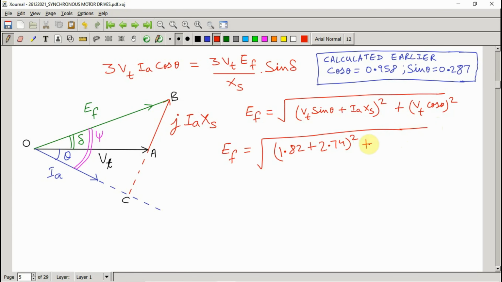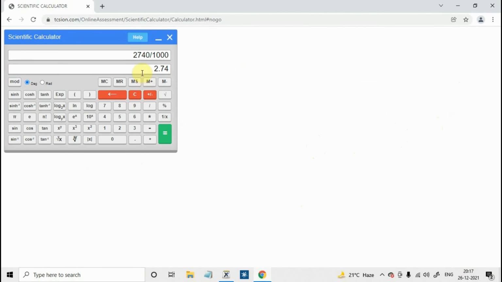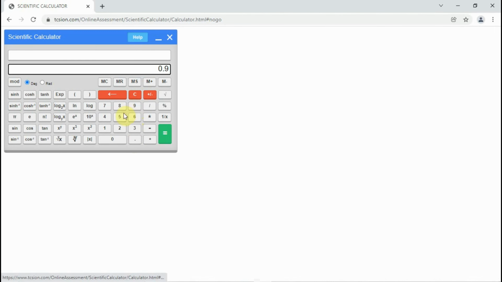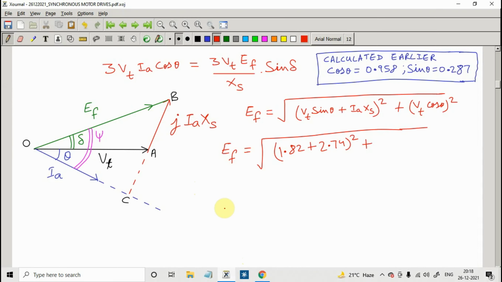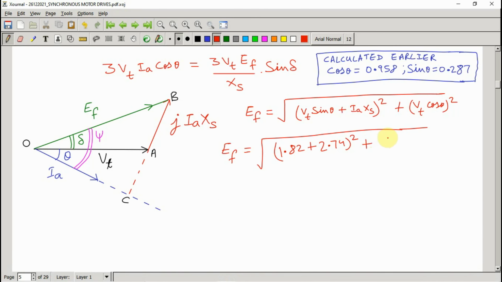Likewise, what is Vt cos theta? Vt is 6.35, cos theta is 0.958. Multiplied, it gives 6.08, and this you have to square. If you square them, add them and take the square root, you will get the excitation EMF per phase, that means EF.